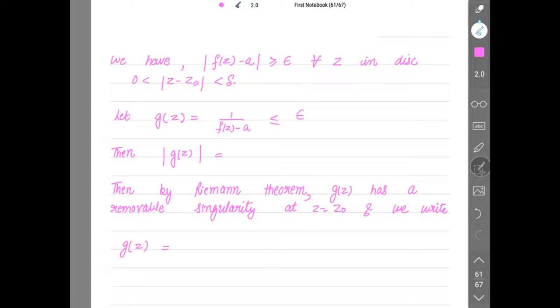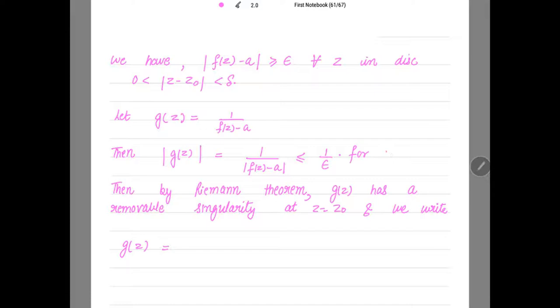Wait, we need to take the mod first, sorry. Now, if I suppose g(z) is equal to 1 over f(z) minus a, let's take their mod first: 1 over mod f(z) minus a. Now, because mod of f(z) minus a is greater than or equal to epsilon, its reciprocal 1 over mod f(z) minus a will be less than or equal to 1 over epsilon, right? For 0 less than mod z minus z naught less than delta. Now this mod of g(z) is less than or equal to 1 over epsilon, which means this function is bounded.